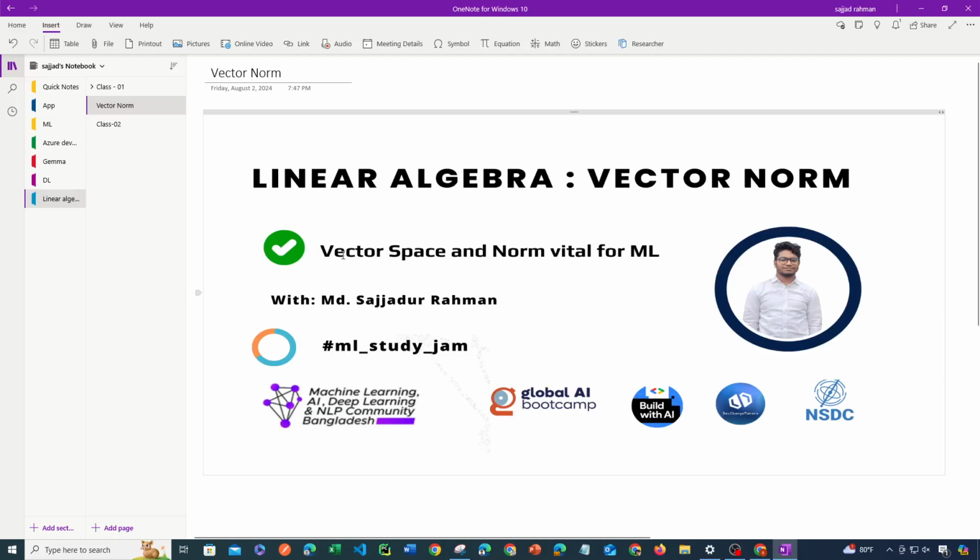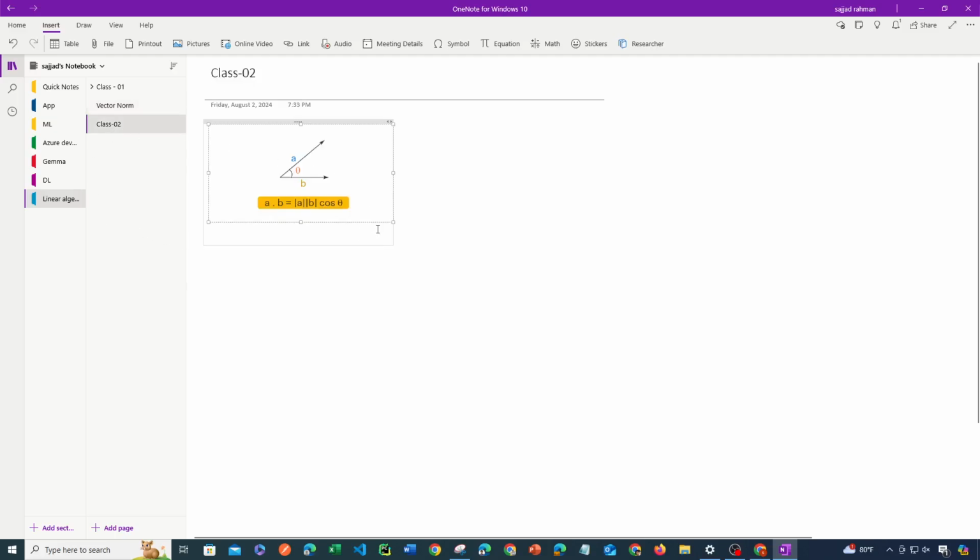Bismillahirrahmanirrahim. Welcome to today's another session, linear algebra. The particular topic is vector norm. So let's start our class first.